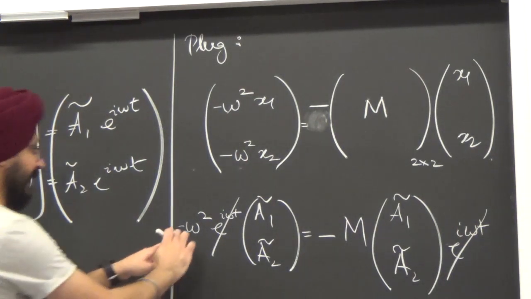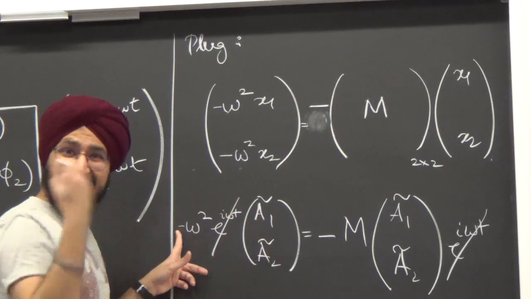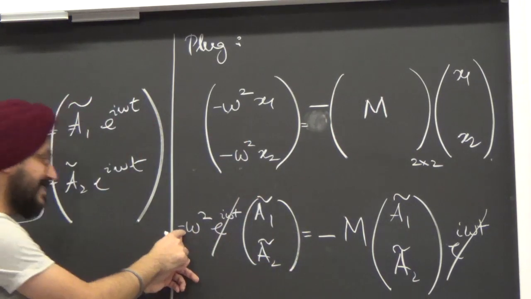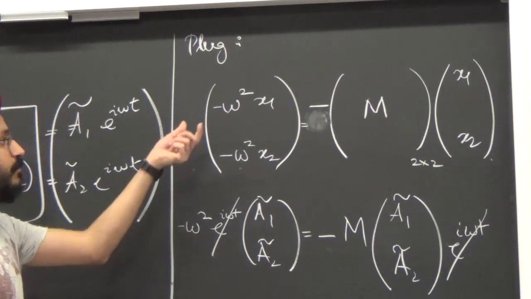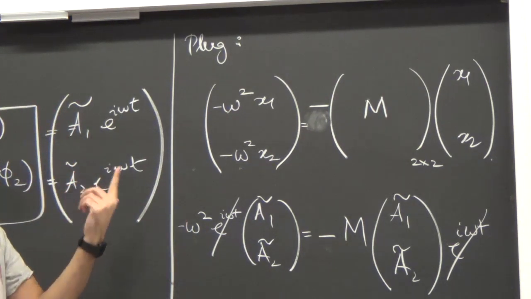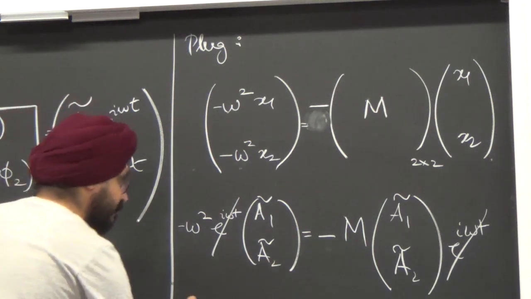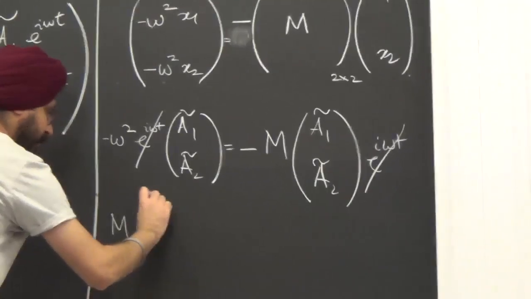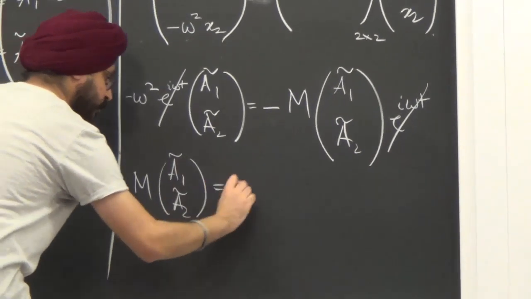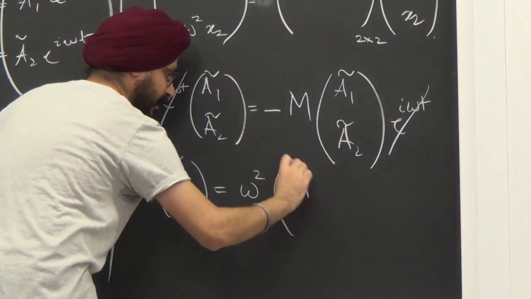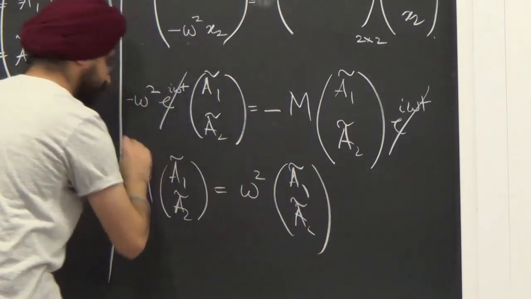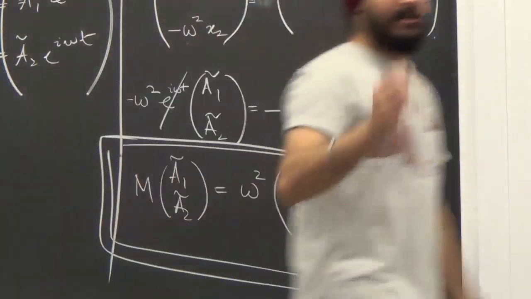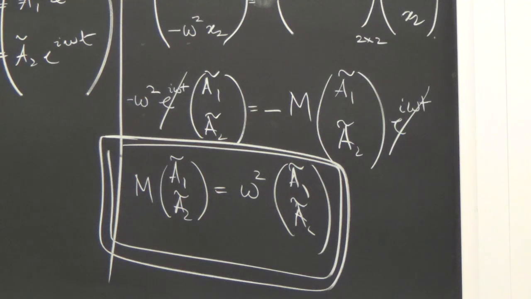What do I have? The minuses also go away now. And that's why I had the minus with the M. Because this minus cancels the minus omega square from my double derivative, the i square which comes in from the two dots. So now I have M, which is the 2 by 2 matrix, times a1 tilde, a2 tilde equals omega square a1 tilde, a2 tilde. And that's an eigenvalue equation.